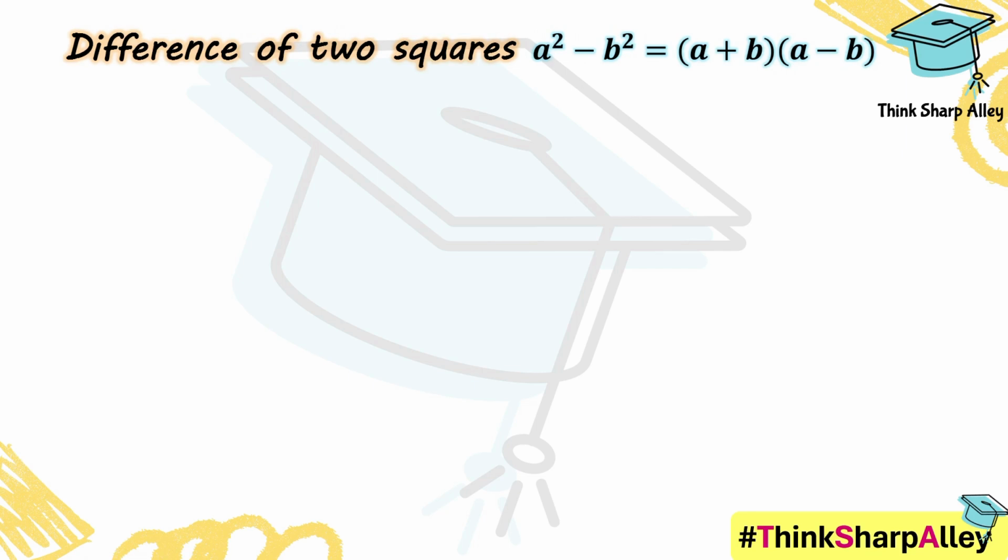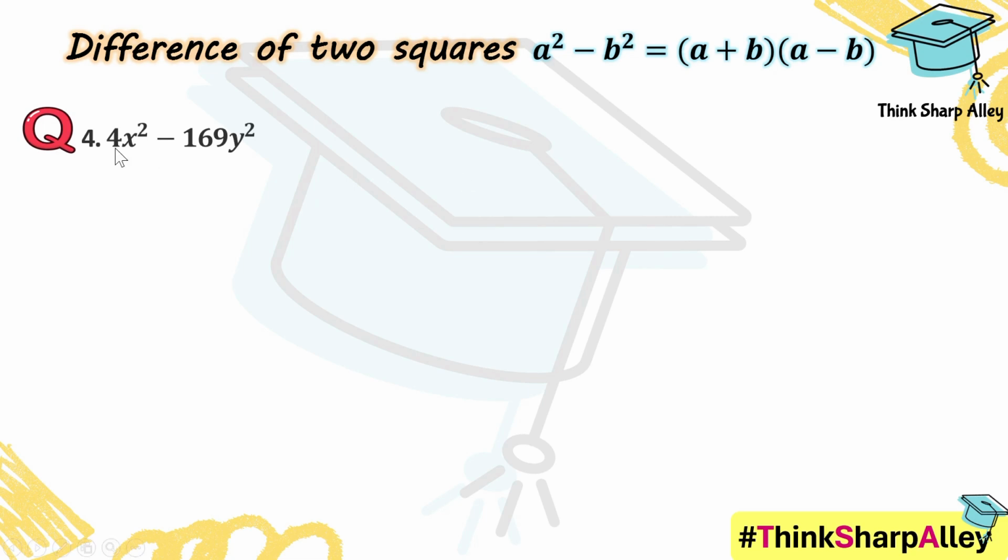a square minus b square equals (a plus b) into (a minus b). This formula is extremely useful because it allows us to factor expressions with only two terms. But we can apply it only if both the terms are perfect squares and there is a minus sign between them. This one is a baby level, like literally ABC of difference of squares.